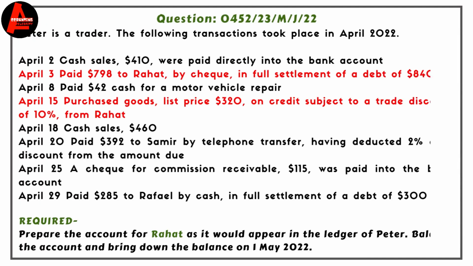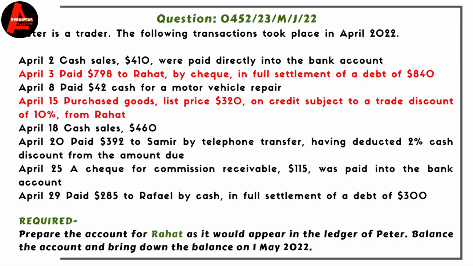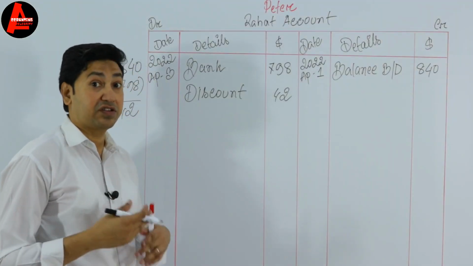Then we have number 8, it is not related to Rahat. Number 15: purchase goods with a list price of $320 on credit, less a trade discount of 10%, from Rahat. So here we purchase goods from Rahat. What is the transaction here?